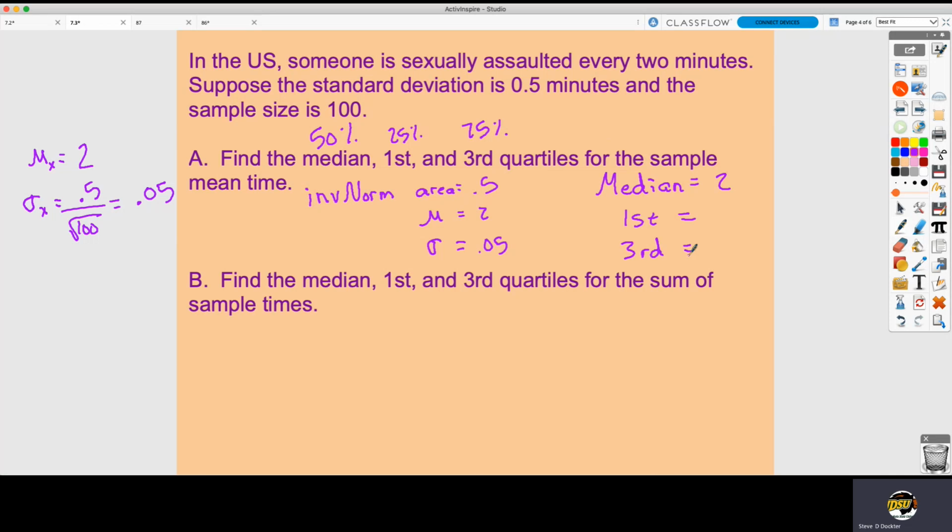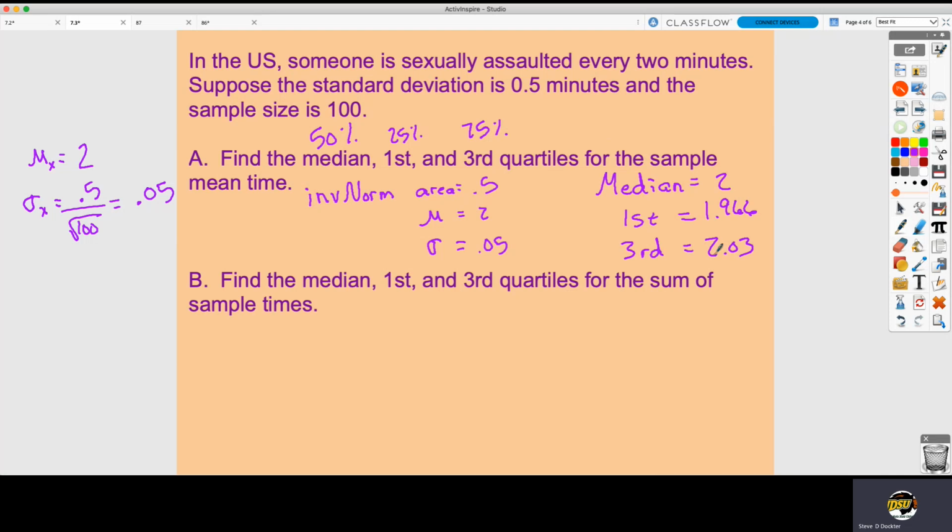What did we get for the first quartile, Jacob? I know you have it done. 1.966. Okay, that works for me. What about for the third quartile? 2.03. Okay, that works for me. Now, these should be the same distance away from the median, shouldn't they? Okay, because of the bell curve concept.